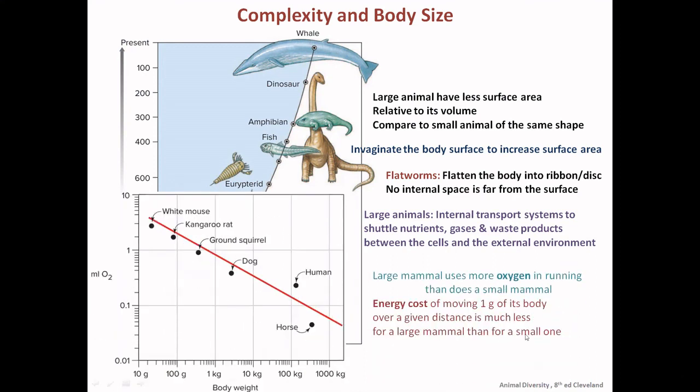And the another one: here you can see these are the small animals, these are the large animals, and this is the oxygen consumption. So in the small mammal, the oxygen consumption is higher; in large mammals, the oxygen consumption is low. Why? Because large mammals use more oxygen in running than do small mammals, but the energy cost of moving 1 gram of its body over a given distance is much less for a large mammal than a small one. So large mammals, the energy cost of moving 1 gram of body over a given distance is much less. Thank you.